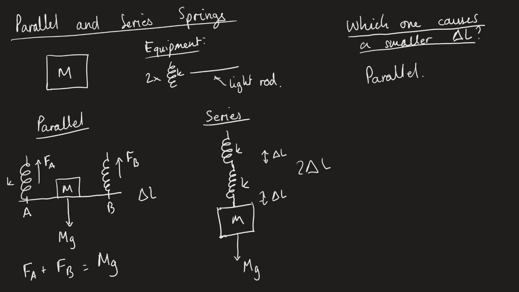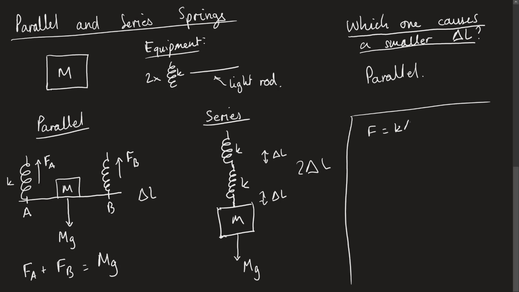So to recap, all we need to say is F is equal to K times delta L, which is Hooke's law. You also need to know the definition of this, which is that force is directly proportional to extension up to the limit of proportionality. Then we can also say that the elastic potential energy is a half F delta L. And now we know that putting them in parallel will always give us a smaller extension than putting them in series. And that is everything you need to know about springs.